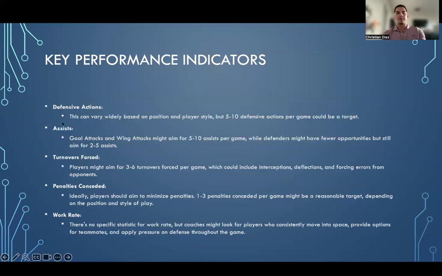Defensive actions, this can vary widely since there are different positions, but 5 to 10 defensive actions per game is a good target. Penalties, ideally players should aim to minimize penalties, but 1 to 3 penalties conceded per game is a reasonable target.